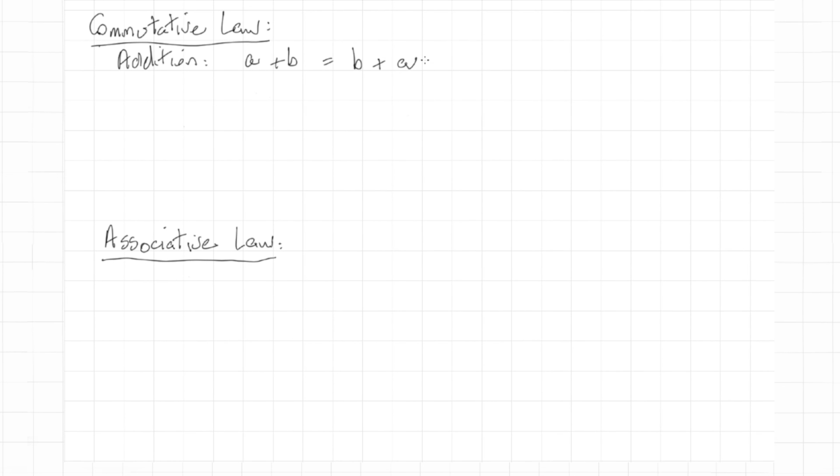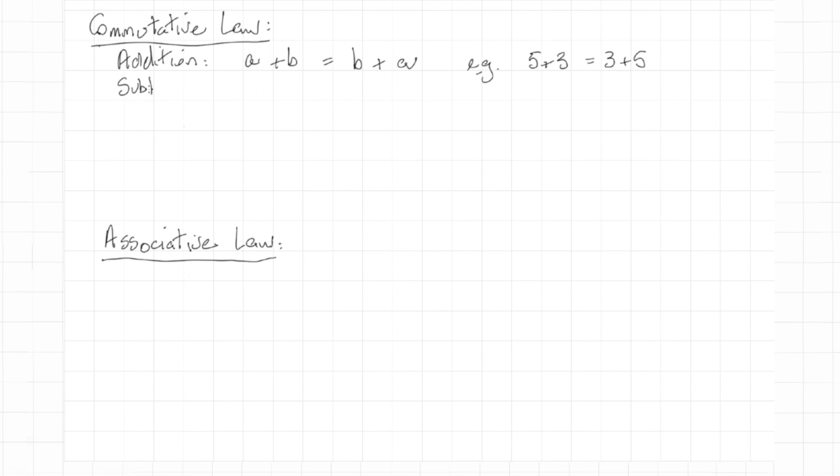Now in algebra, we would write it like that. So we've got two variables, we're going to add them together. Doesn't matter which way you write it, you will get the same answer. For example, if we had 5 plus 3, we know that's 8, and that's exactly the same as writing 3 plus 5.